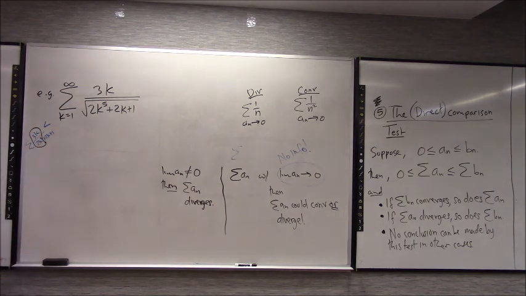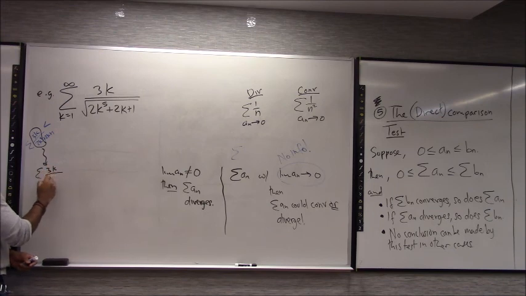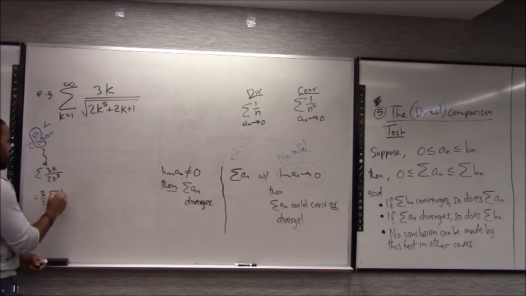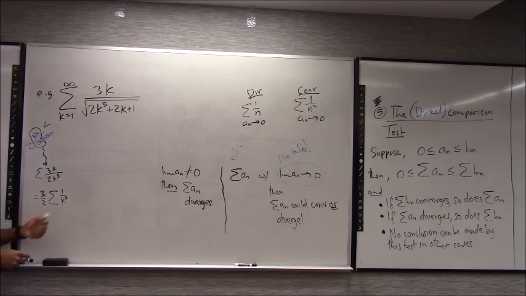Now, essentially, what you'd want to do is compare this, for example, to a series that looks like 3k over 2k to the fifth, which you, of course, would realize is 3 over 2, because we can factor constants out of series, of 1 over k to the fourth. Now, what would you be able to say about this series? Oh, it's a P-series. It's a convergent P-series.